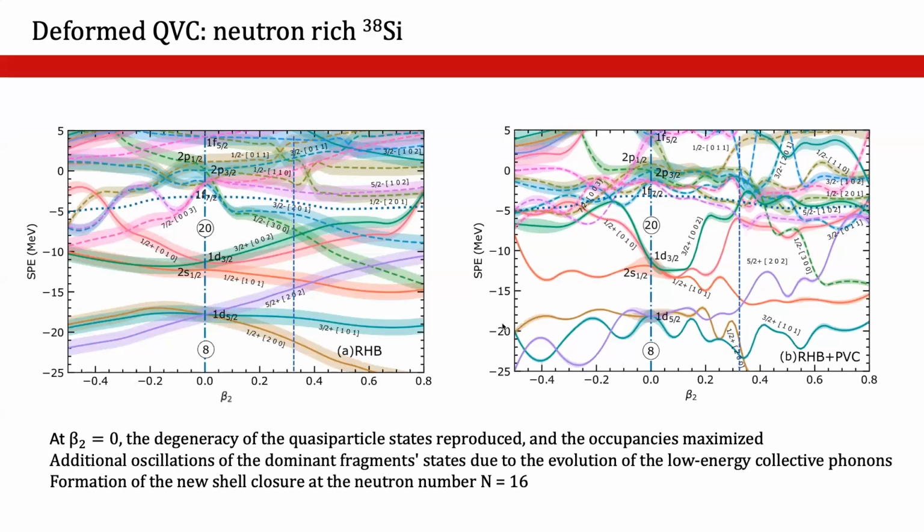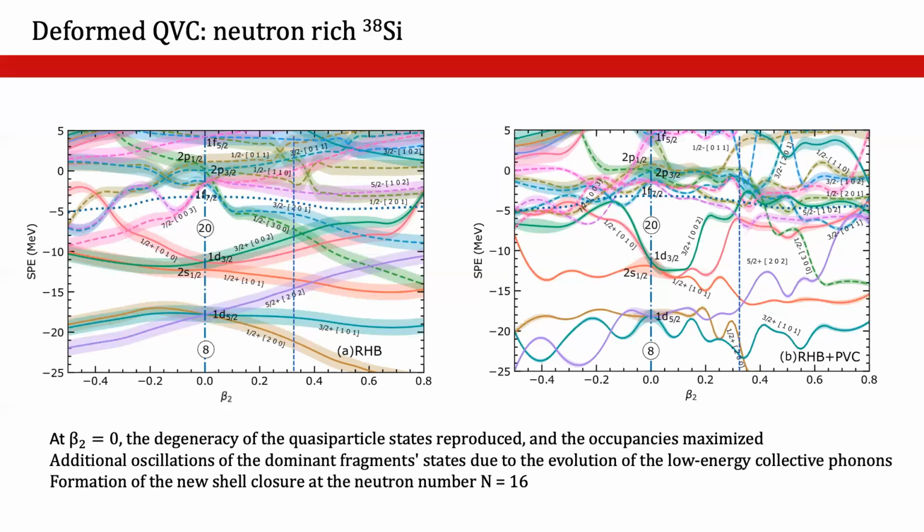This is because we only plot the dominant fragment. And we verify this calculation at the spherical limit. If we go to beta 2 equals 0, we can see the quasi-particle degeneracy in the spherical case is reproduced. And we can see the occupancy probabilities are maximum at the spherical limit.